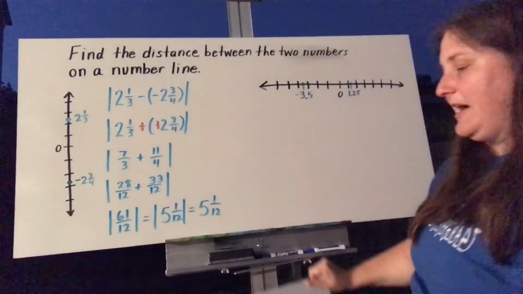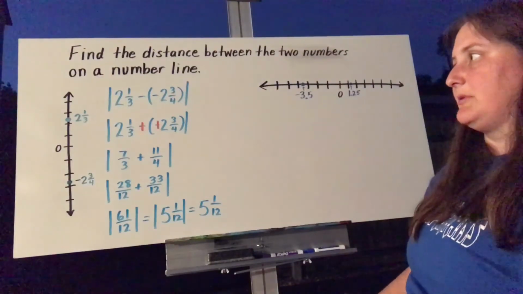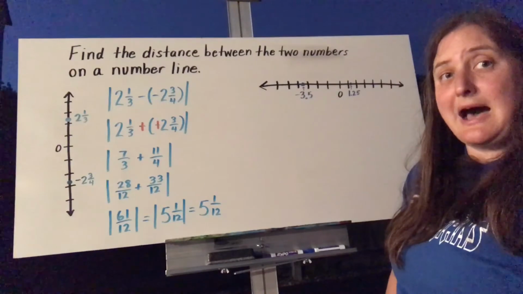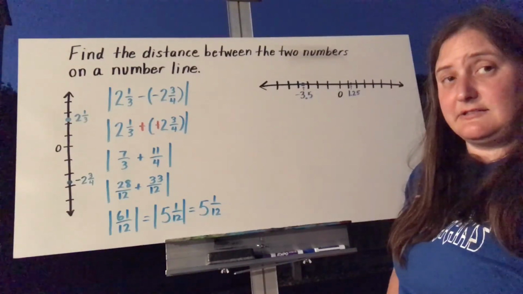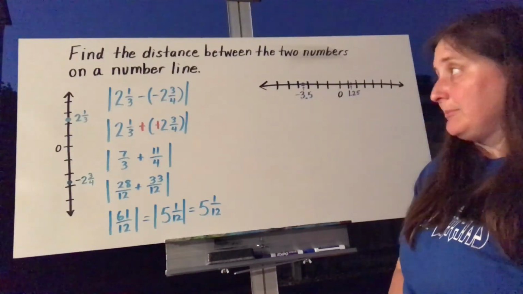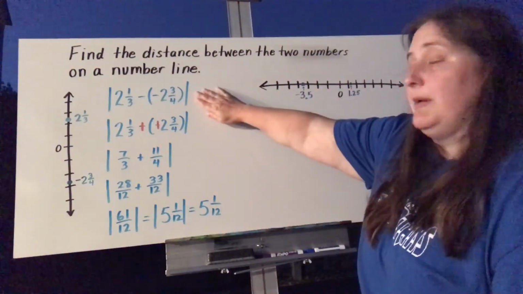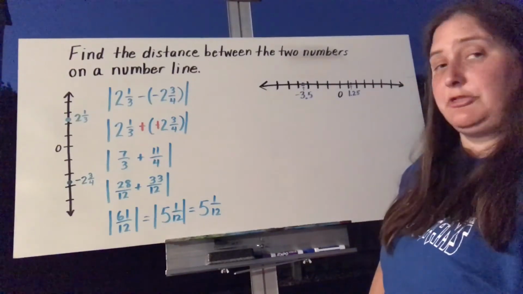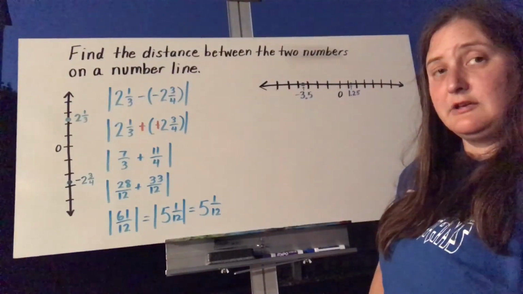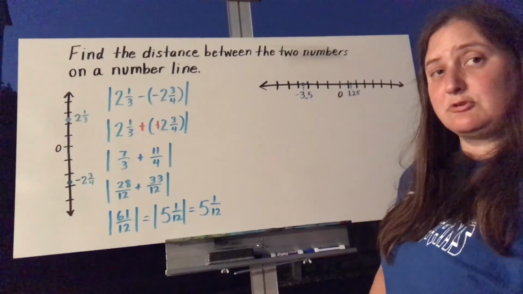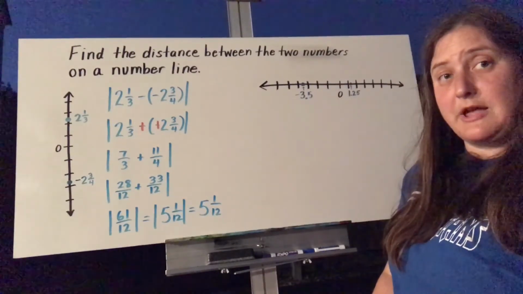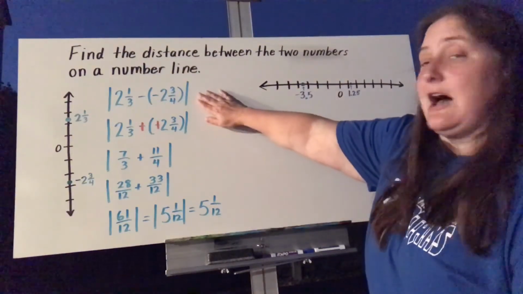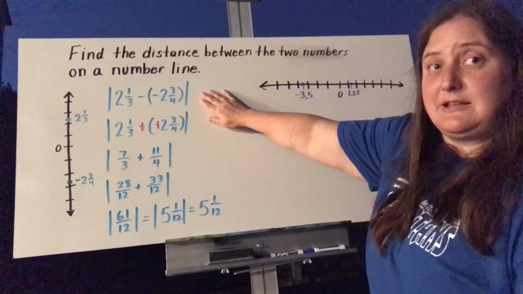The last thing I'm going to do is find the distances between some numbers on a number line. Now I'm finding distances, so they're going to be positive. We don't have negative distances. So it's important that when I write my problem, I'm going to put my problem in my absolute value symbols. So I'm trying to find the distance here between 2 and 1/3 and negative 2 and 3/4. So to find the distance between them, I'm going to subtract. It doesn't matter which number I start with, because ultimately I want to find the absolute value of that problem, because I'm finding the distance.